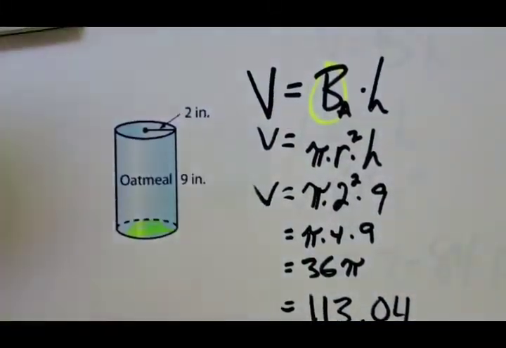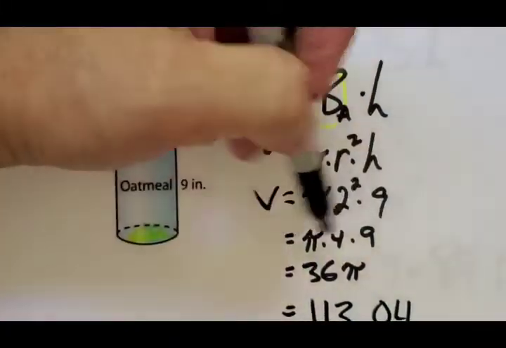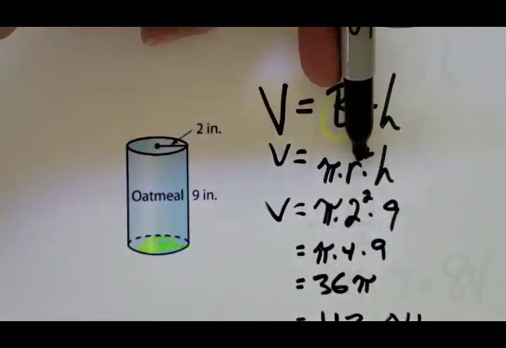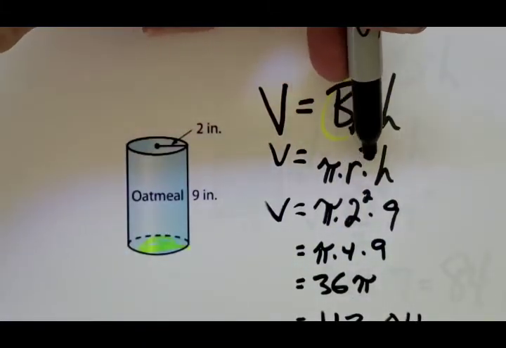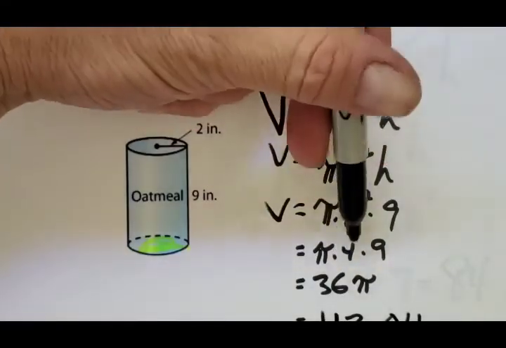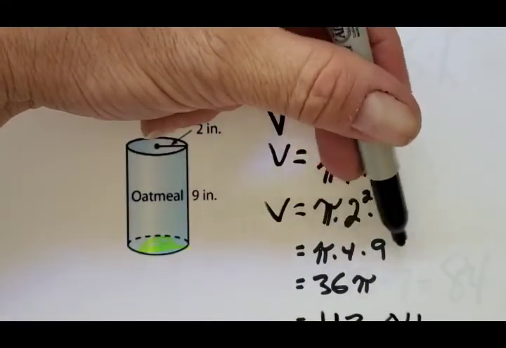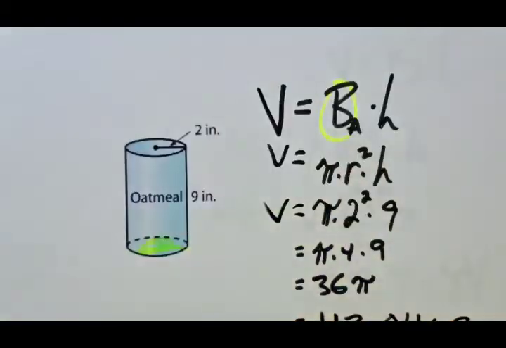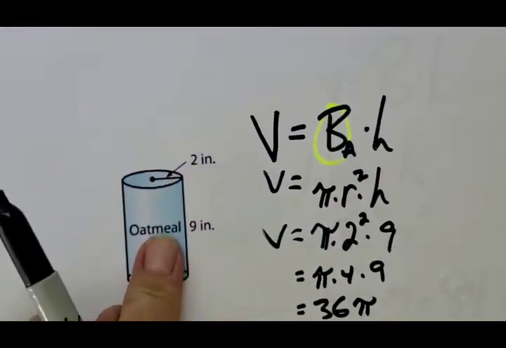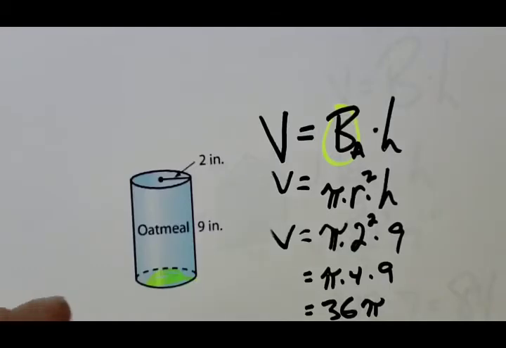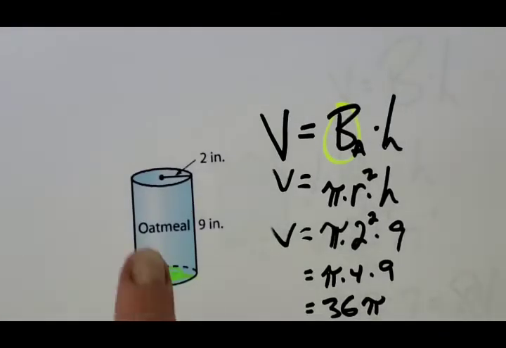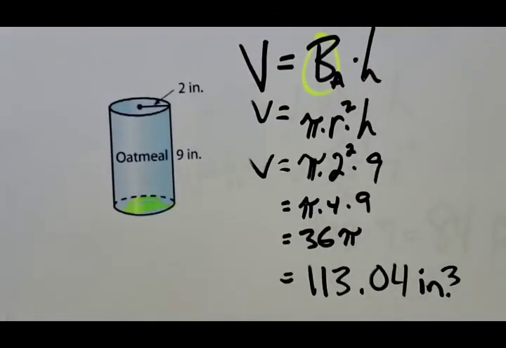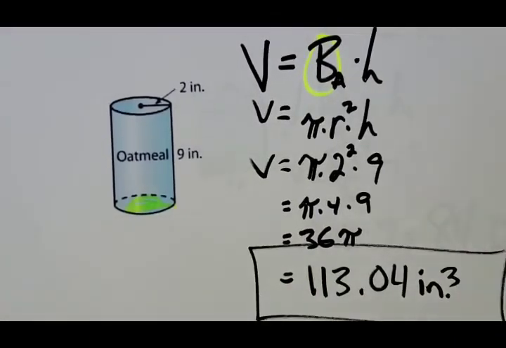113.04. And then again, what are the units? If you go back here, the radius is 2, so we square it. So it's inches squared times 9 inches, which would be inches cubed. So if we were to fill this with little cubes that were 1 inch, over 113 would fit inside there. So that's the idea of volume. Inches cubed in this case.